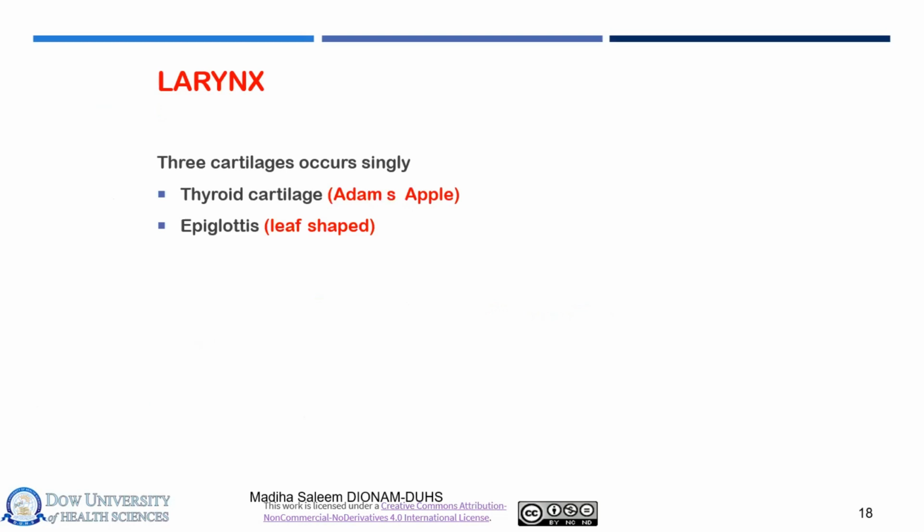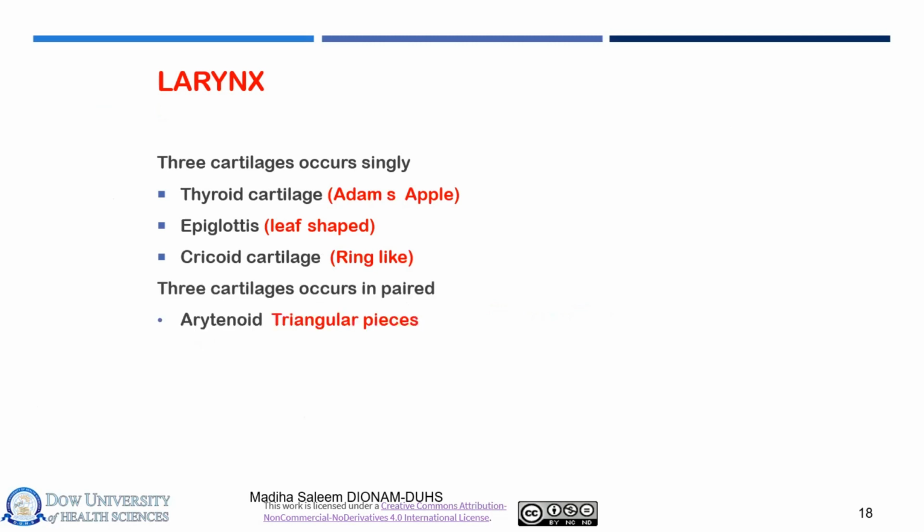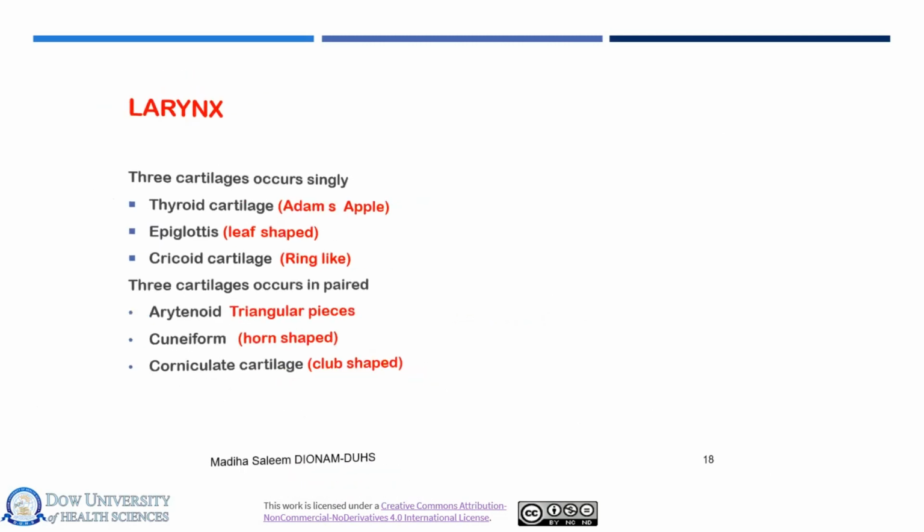Three cartilages occur singly: the thyroid cartilage, also called the Adam's apple; the epiglottis, which is leaf-shaped; and the cricoid, which is ring-like. Three cartilages occur in pairs: the arytenoid, which resembles a triangular piece; the cuneiform, which is horn-shaped; and the corniculate cartilage, which is club-shaped.